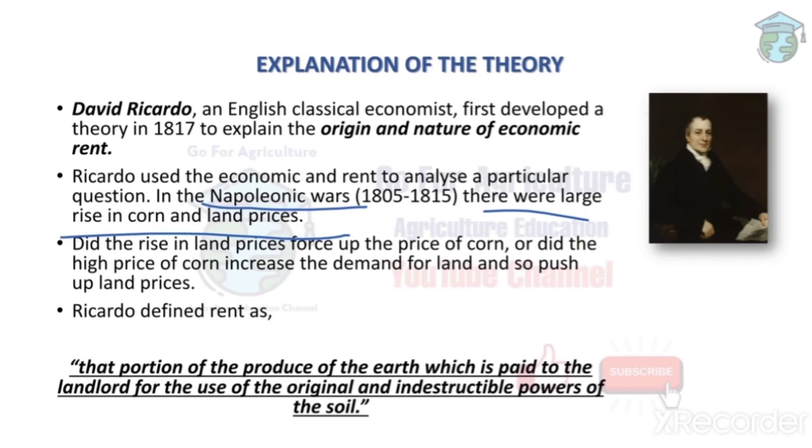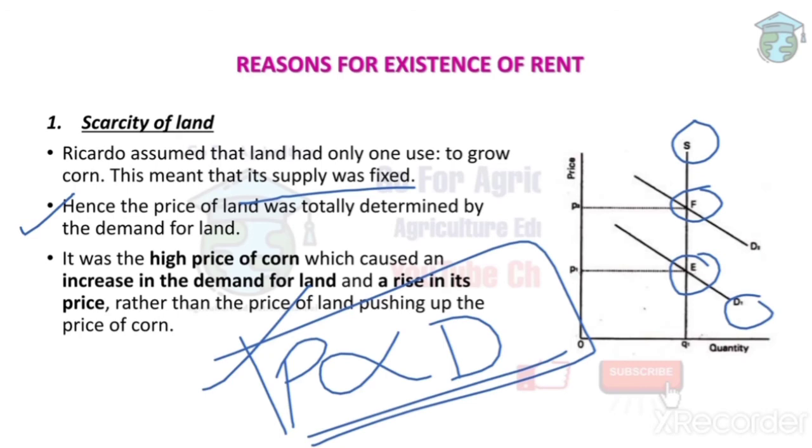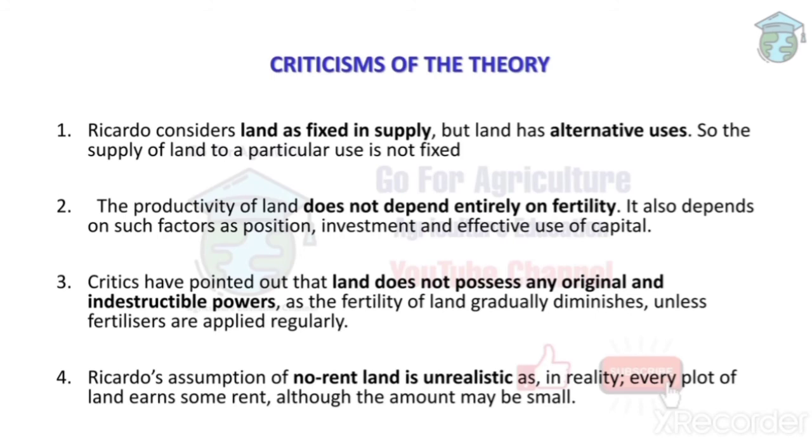It is the indestructible power of the soil. लेकिन land can be destructible. जैसे if the soil fertility decreases, क्या होगा? Demand for the land also decreases. So these are the three things he solely focused on, and also these are the criticisms, we can say the drawbacks of this theory. Okay, so this is it guys.